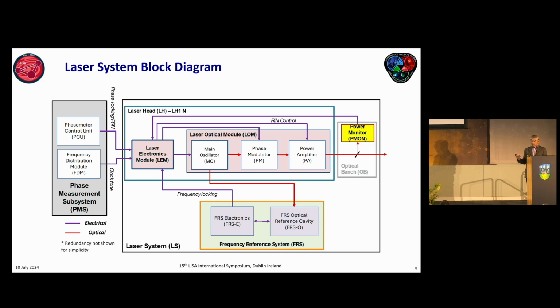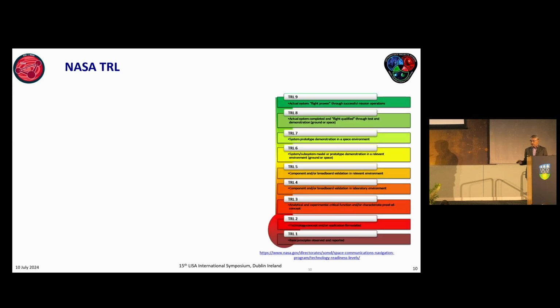And part of the light, as explained by Ewan this morning, is picked off to the power monitor detector, and that provides a feedback loop into the LEM for RIN control. Now, what is not shown here is the spacecraft level, because there will be 4 laser heads and 1 FRS, and not shown here is how we do the redundancy and switching of laser head to FRS, and that's for a later study.